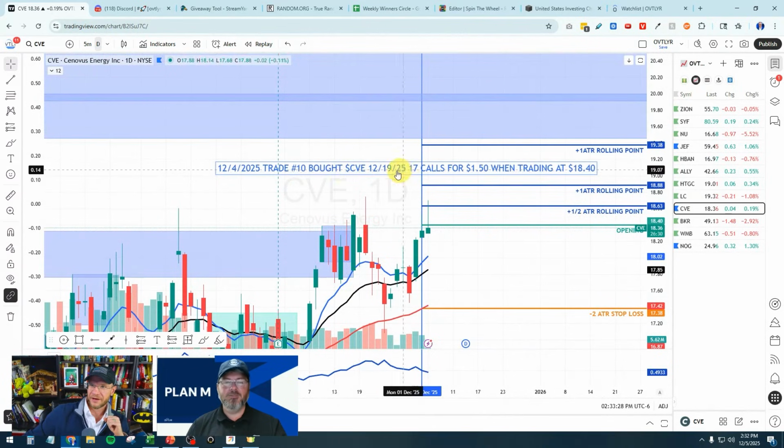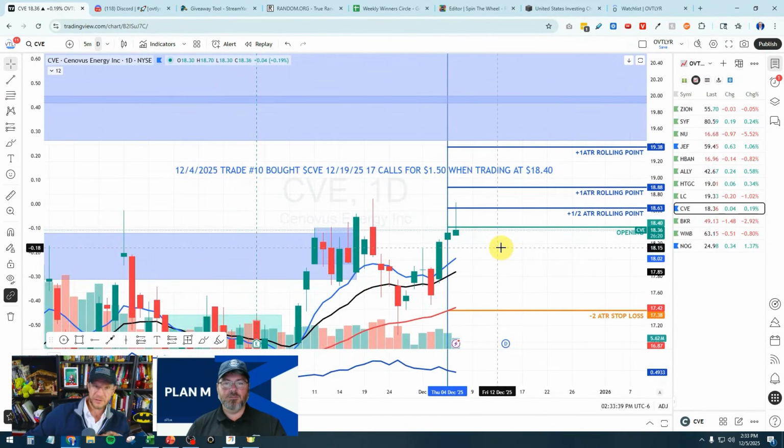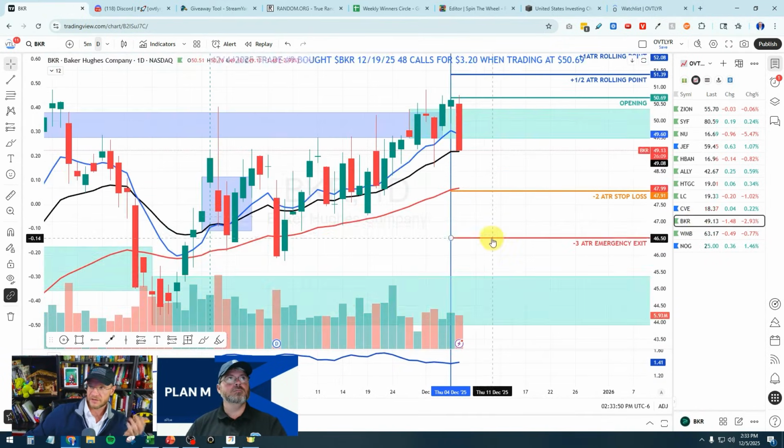Okay, CVE. We're in the 17s. Bought it for $1.50. Now, it did pop up earlier in the day, and it's come right back down, and that's okay. I don't have a reason to close it. The 10's still over the 20. Still got a buy signal, and it's not running into this order block up here, so I don't have to do anything on CVE. Let's go to BKR.